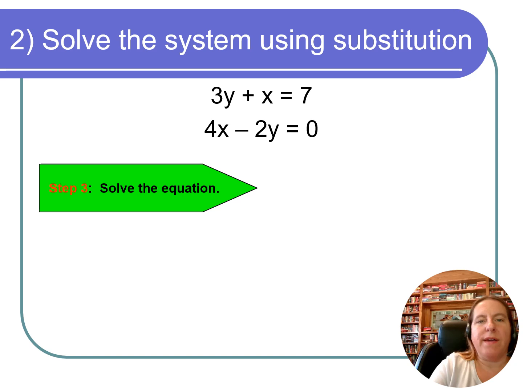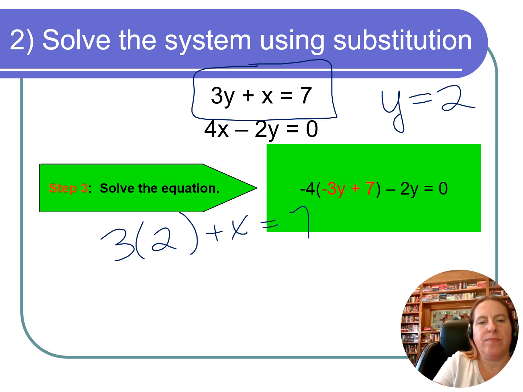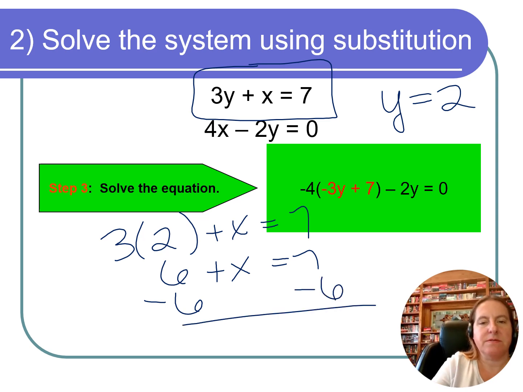Once we know that y is equal to 2, we need to find our other variable. Pick the equation that looks easiest to work with. I think that's the top equation. So 3 times 2 plus x is going to equal 7. So 6 plus x equals 7. Subtract 6 from both sides. So x is equal to 1. So our answer, x equals 1, y equals 2. If we write that as an ordered pair, that's 1, 2.